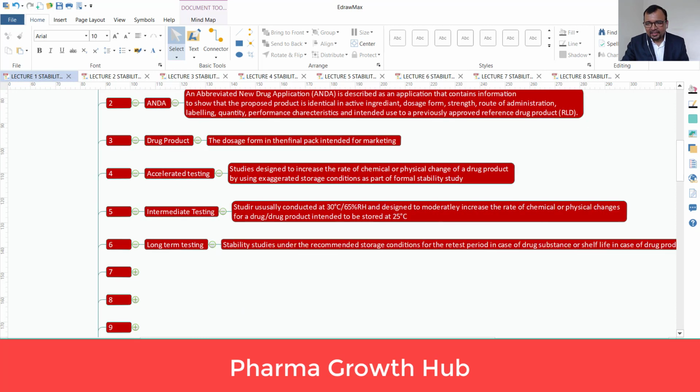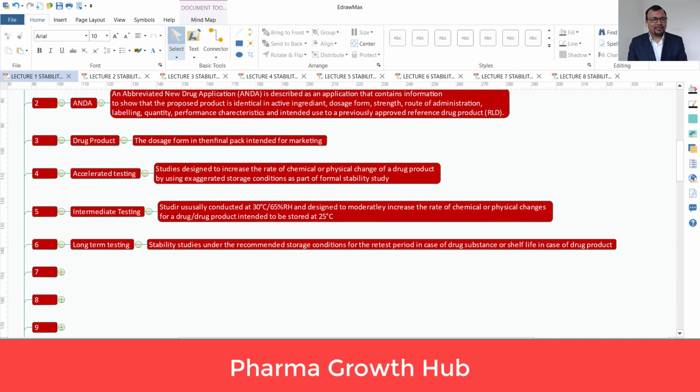And let us understand what is the definition of long-term testing. The stability study under the recommended storage conditions for the retest period in case of drug substance or shelf life in case of drug product, right? So the stability study which is conducted at the recommended storage condition is called a long-term stability study. For example, if your recommended storage condition is 25 degrees Celsius, and you conduct a stability study at 25 degrees Celsius till the end of the shelf life or till the end of proposed retest period, then you can say that I am conducting a long-term stability study.